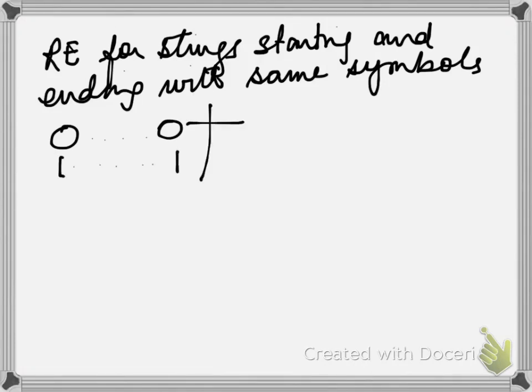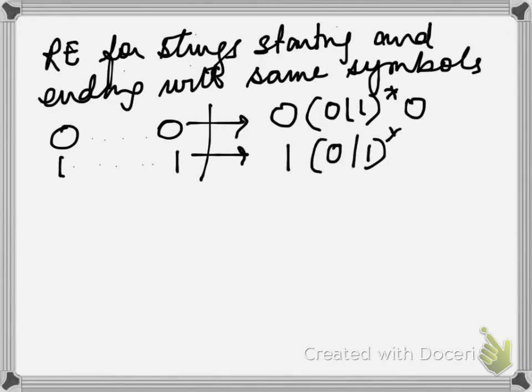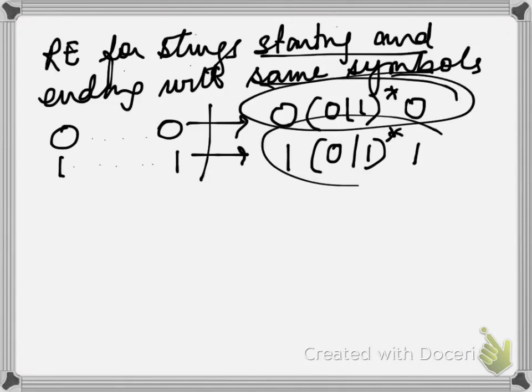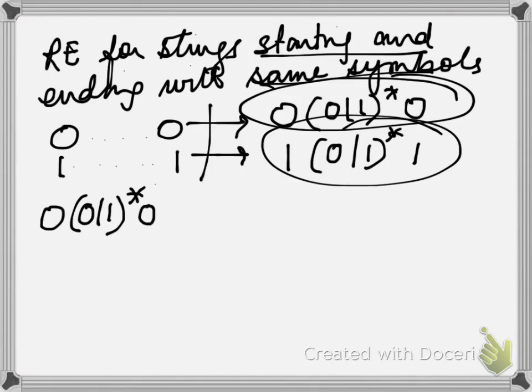So for the first one, I can write the regular expression like this: 0 followed by 0 or 1 followed by 0. And if it is 1, then 1, 0 or 1, ending with 1. Now if we have to combine these two, since I want starting and ending with the same symbol, it may be either this or this. So I can write it as 0, (0 or 1) star, followed by 0, or it can be starting with 1, (0 or 1) star, ending with 1.